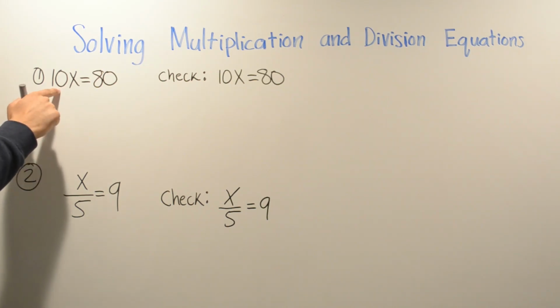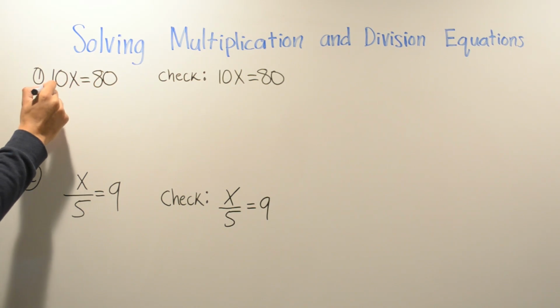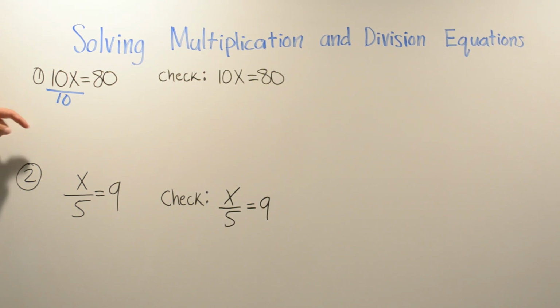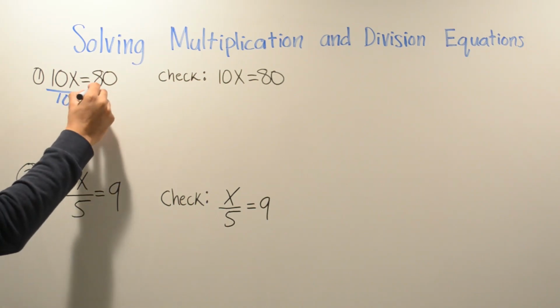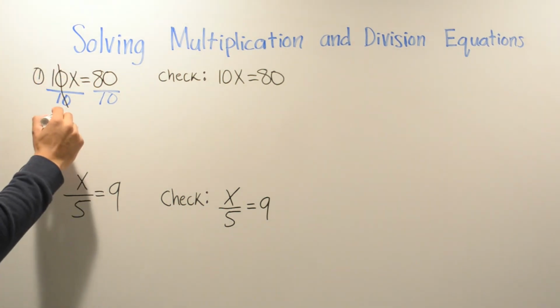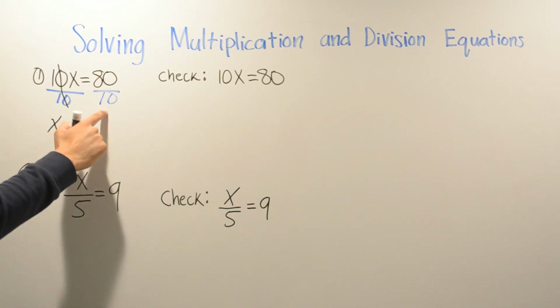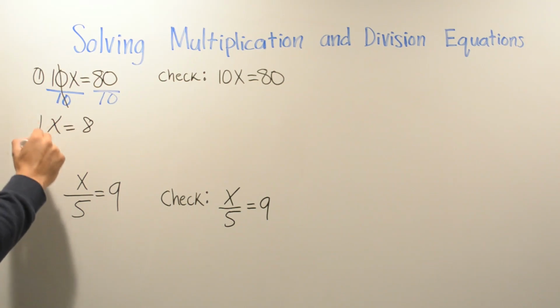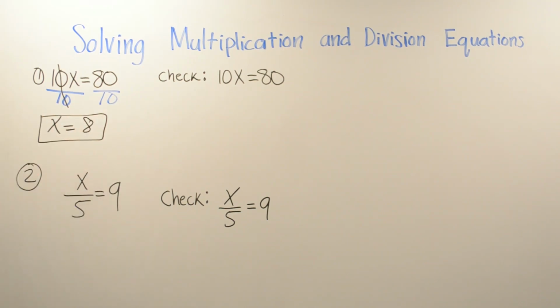So for this one, to get rid of 10, since it's multiplying, we have to do the opposite, which is division. We're going to divide by 10 to leave x by itself. But remember, whatever we do on one side of the equal sign, we always have to do it on the other side of the equal sign as well. So we're going to cross that out, and we're going to have x by itself. x equals 10 goes into 80 8 times. So x equals 8.